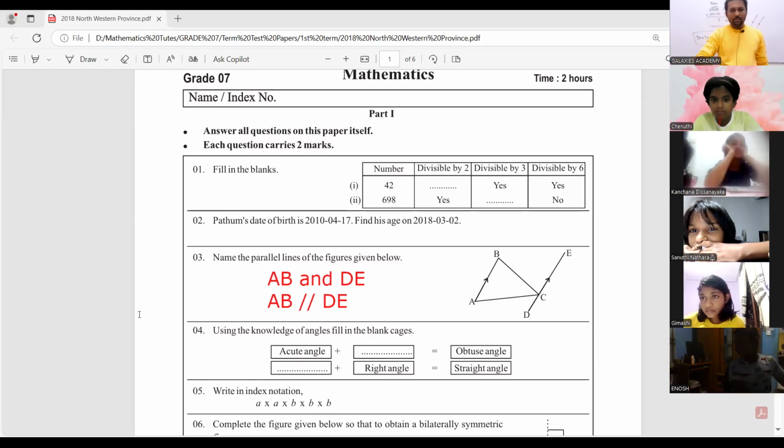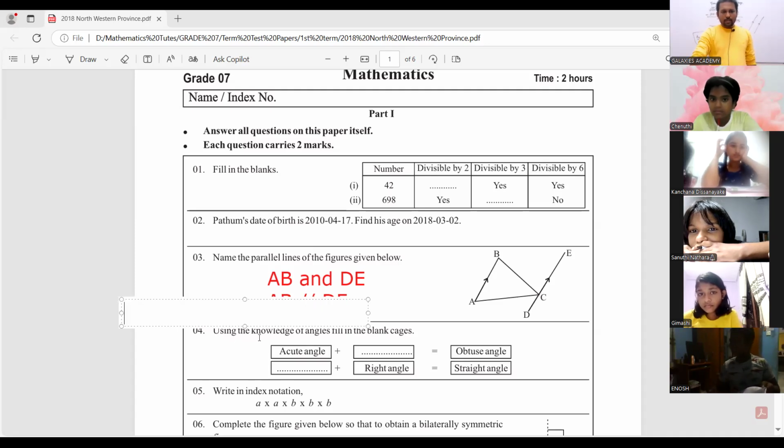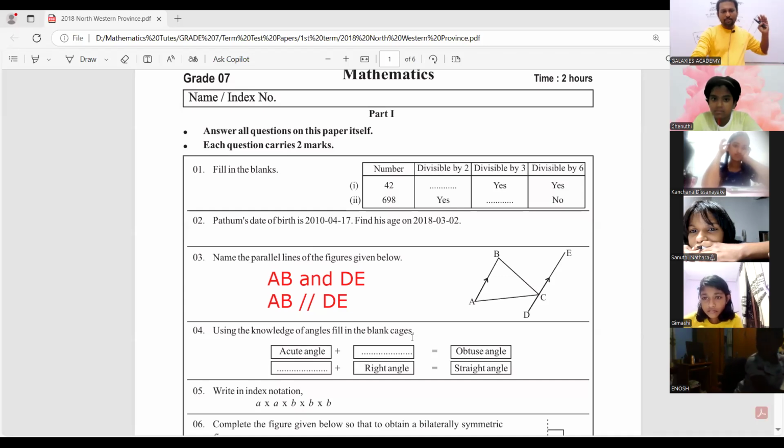Right. Let's go to the fourth question. Using the knowledge of angles, fill in the blank cages. There are 5 types of angles we discussed. What are the 5 types of angles? Acute angles, right angles, obtuse angles, straight angles, and reflex angles.